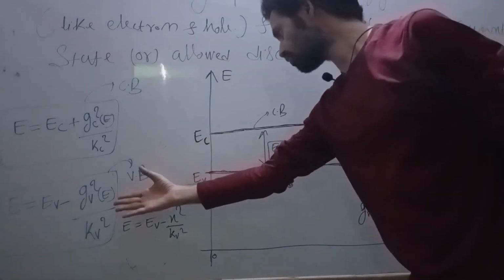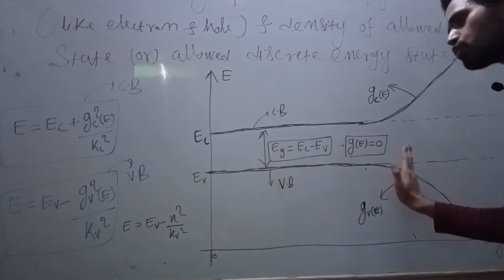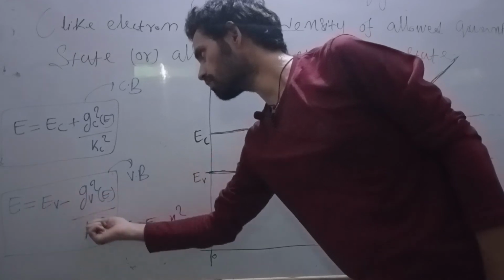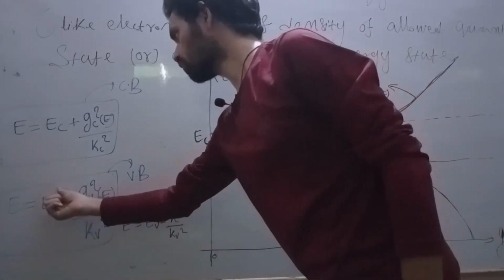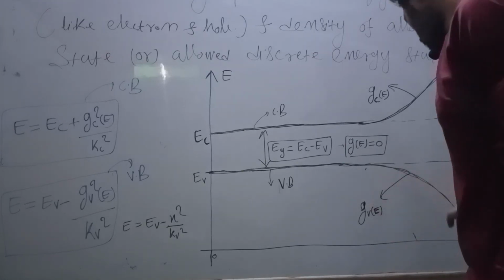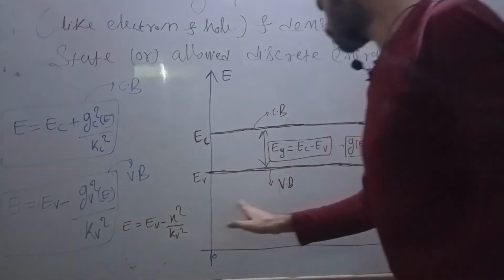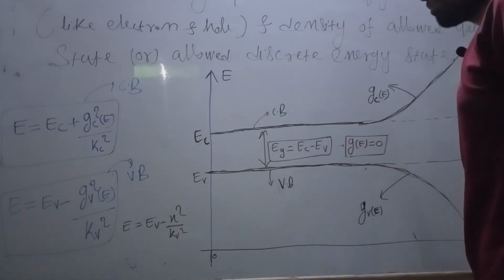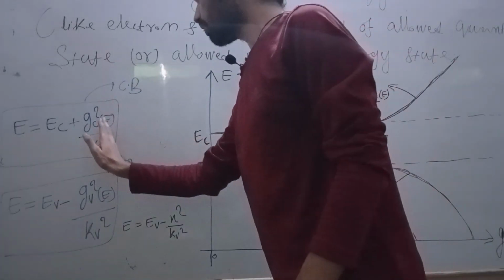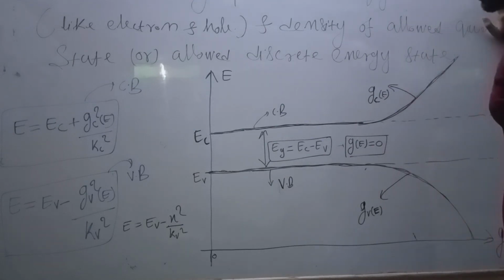As you see in the case of the valence band, it is because of this negative sign that it is approaching toward zero. When this factor becomes equal to EV, at that time it becomes zero. When this exceeds this, it will go toward the negative, minus infinite side. And when this factor exceeds this, it will go to the plus infinite side.